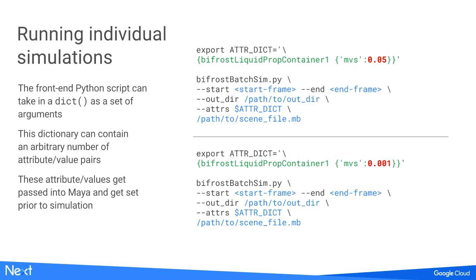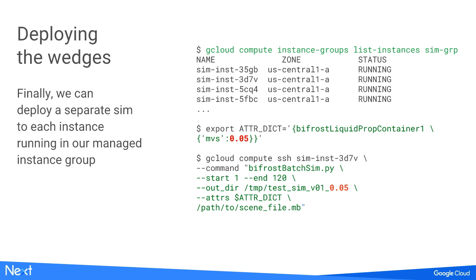So if we look at an example of two wedging command lines, in this case we've got max voxel size, or MVS, of 0.05 and 0.001, and I would run these two separate commands on two separate VMs. So I can spin up a managed instance group with as many as I want, and I could deploy one sim to each VM in the group.